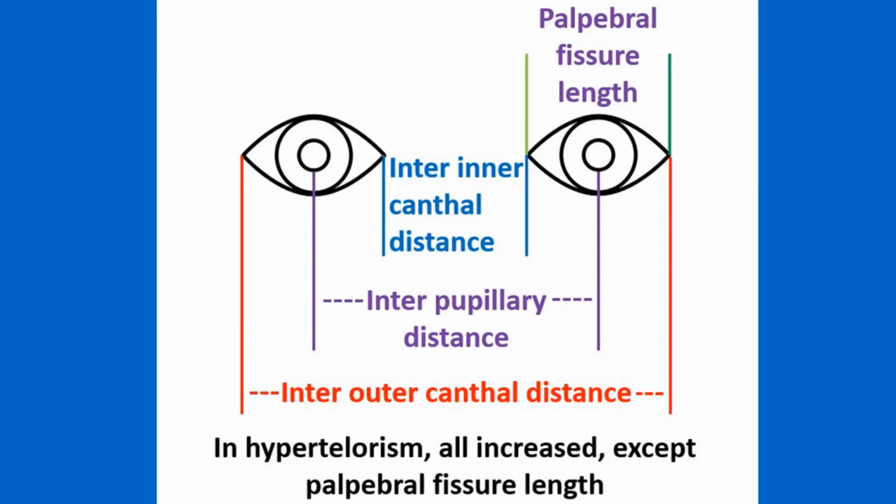This diagram illustrates the various measurements needed to check for orbital hypertelorism. In general, it is mentioned that there is space for an eye between the two eyes normally. Inner canthal distance, interpupillary distance, and inter-outer canthal distance are increased in orbital hypertelorism. Palpebral fissure length is normal. Epicanthal folds and ptosis also come under facial dysmorphism along with downsloping palpebral fissures and can be seen in Noonan syndrome associated with pulmonary stenosis.